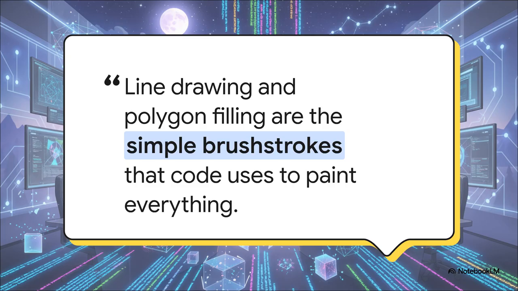And this is what's so wild to me. You could be looking at the most mind-blowingly realistic character in a video game, right? But deep down, at the most basic level, it's all just a massive collection of super simple instructions. Draw a line from point A to point B. Fill this little triangle with the color blue. That's it. Everything we see is built from these tiny, simple brushstrokes.